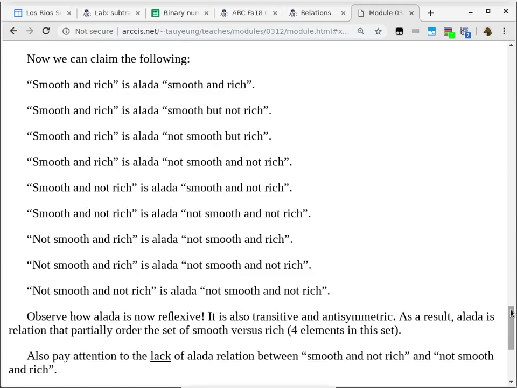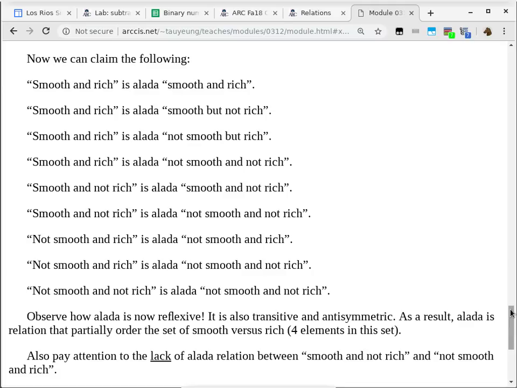Smooth and rich is alada smooth but not rich. Okay, so look for smooth but not rich on the left-hand side this time. Smooth and not rich is over here, and we want to pick the second one. Smooth and not rich is alada, not smooth and not rich. So now the question is, smooth and rich alada not smooth and not rich?